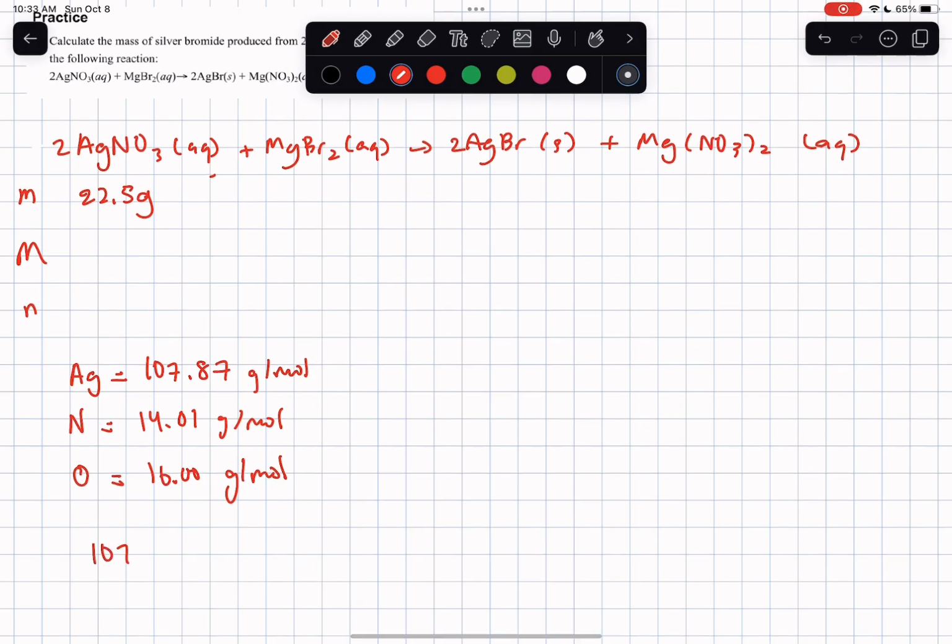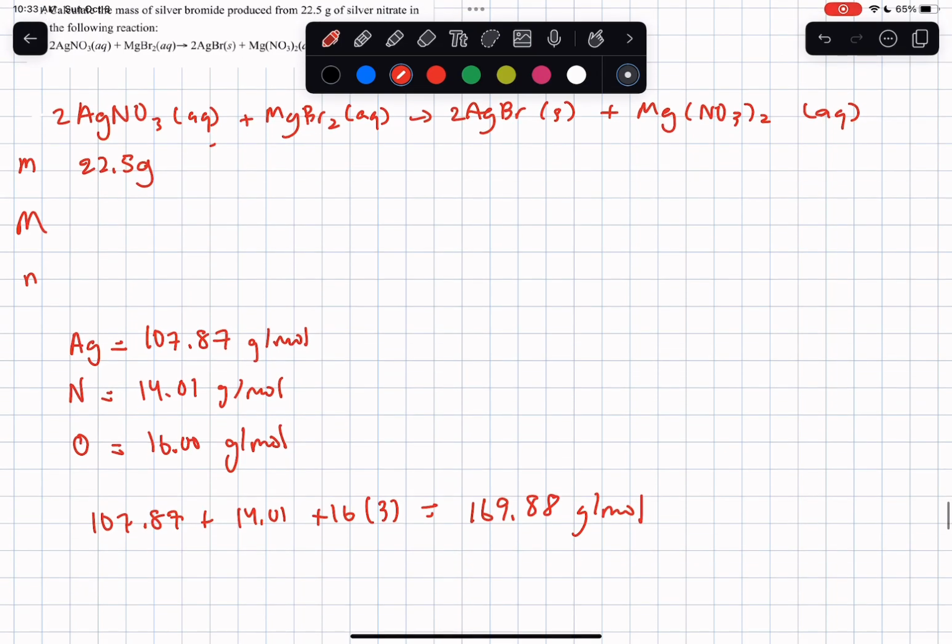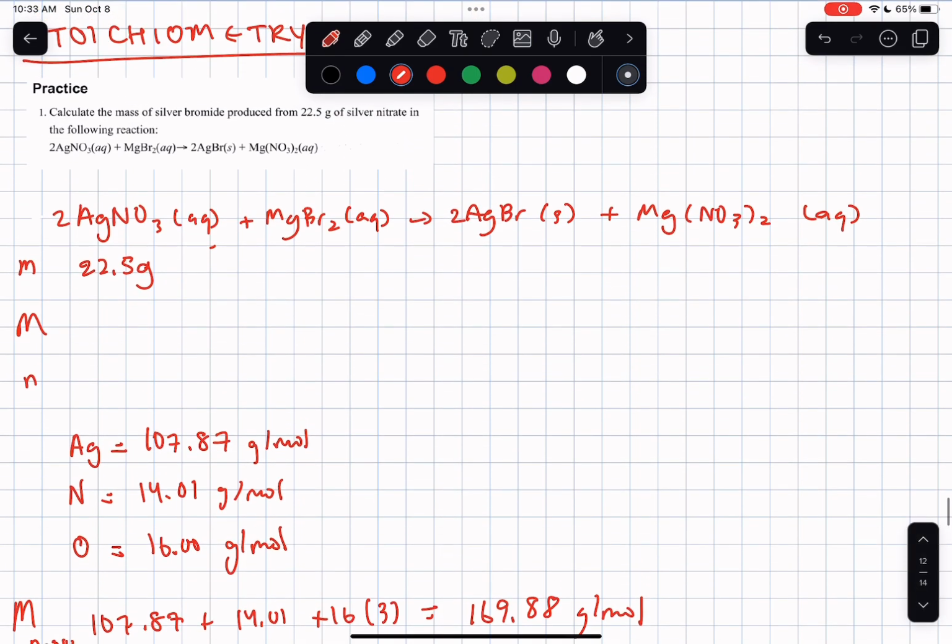Now, we do the same thing where we add up 107.87 plus 14.01 plus 16 times 3. And if we do that on a calculator, we get about 169.88 grams per mole. So that's the molar mass of AgNO3.